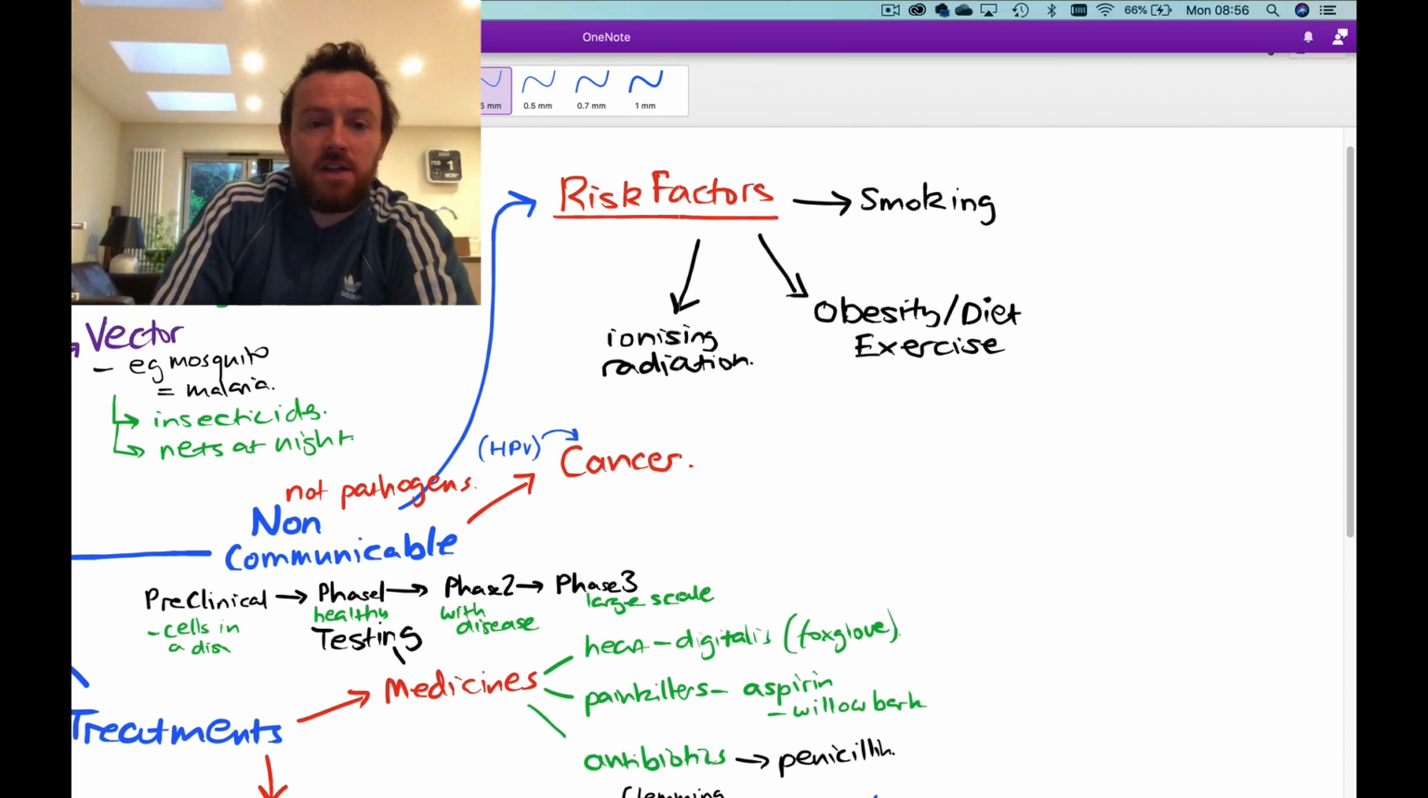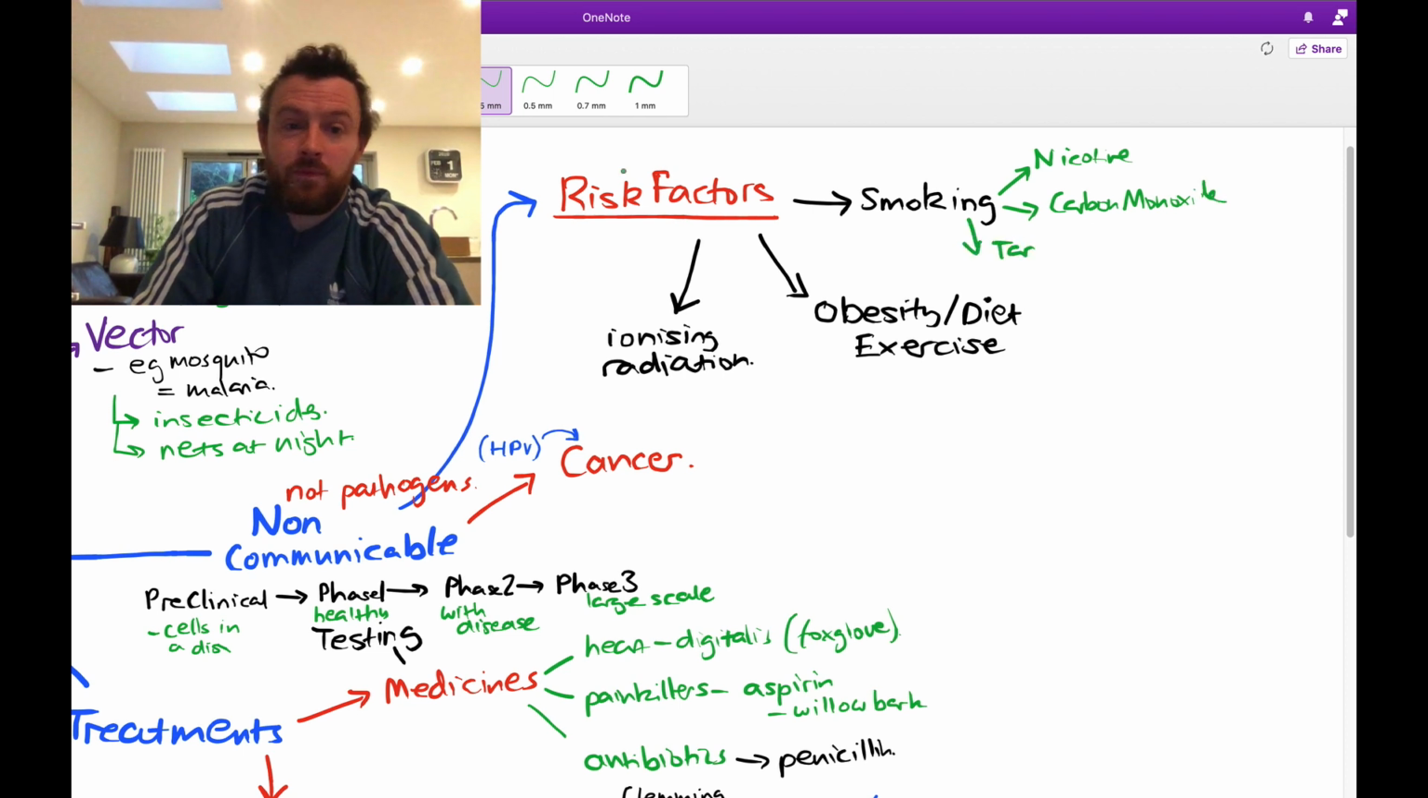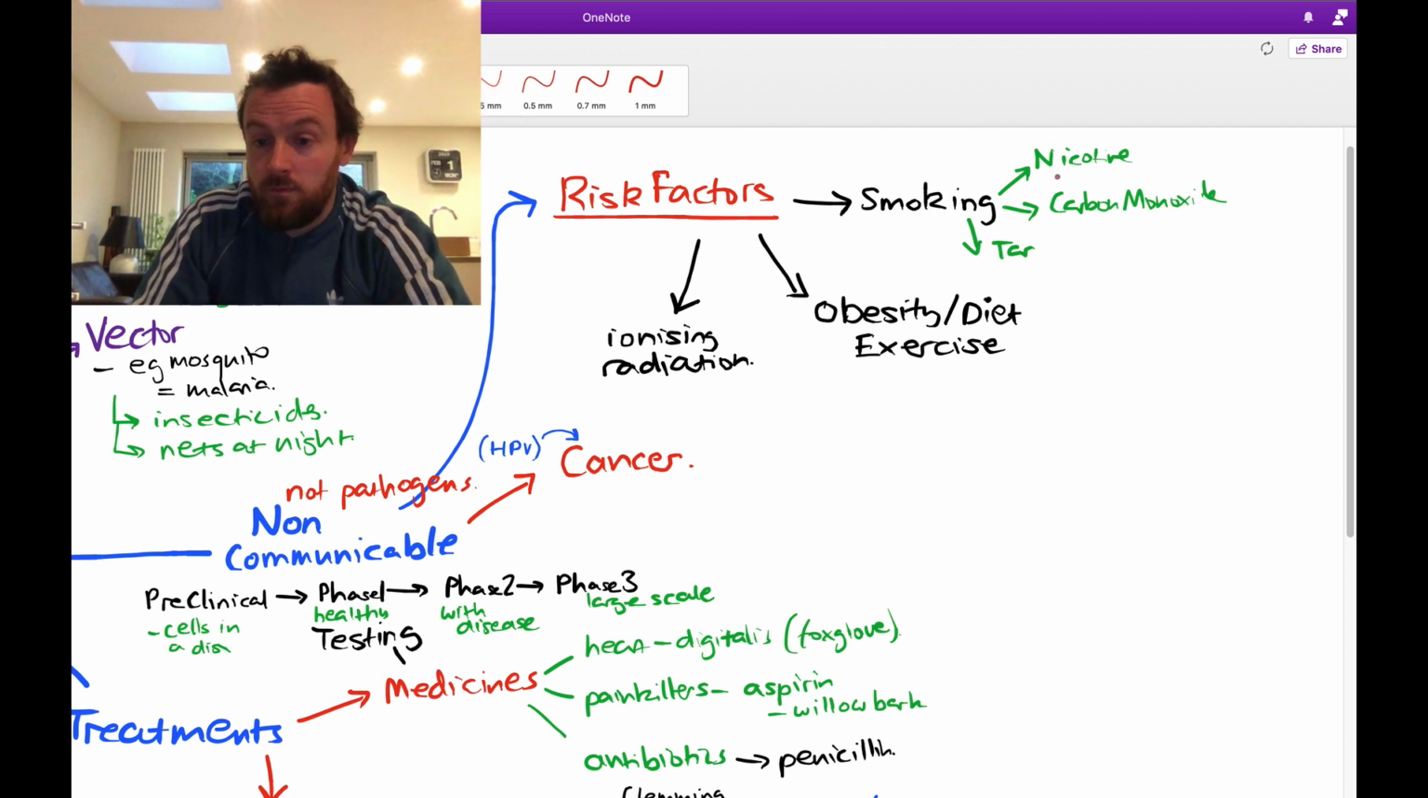All right, so let's go to smoking. Okay, smoking, you need to know about nicotine. You need to know carbon monoxide and tar. Okay, so nicotine is an addictive chemical. Carbon monoxide binds to hemoglobin.